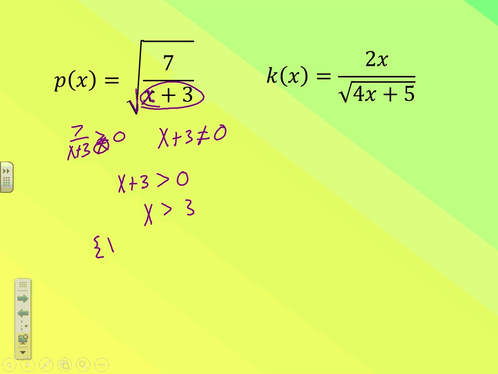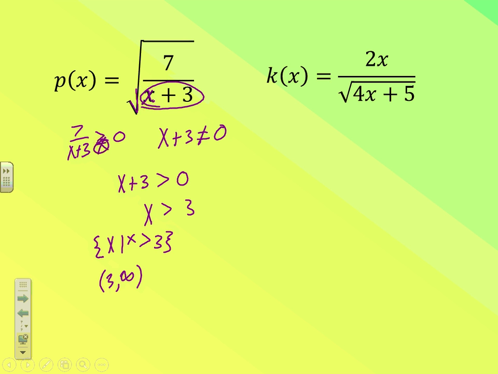So in set notation, I'm going to say x such that x is greater than 3. And in interval notation, I would say from 3 to positive infinity. And I use the parenthesis on the 3 because we can't actually be the 3. We have to be greater than the 3.